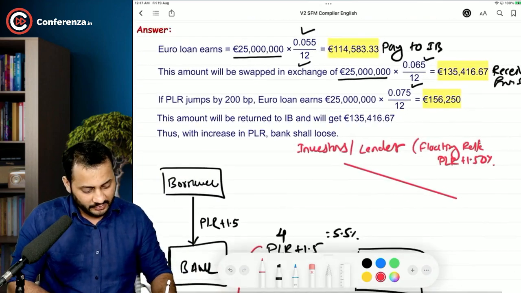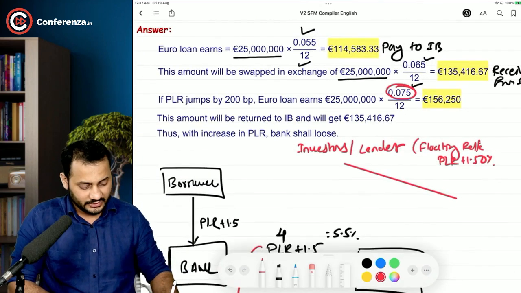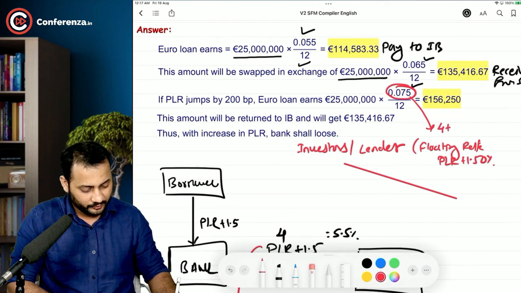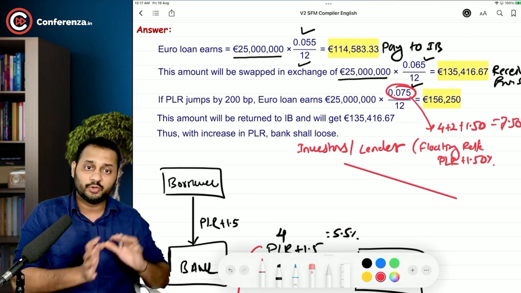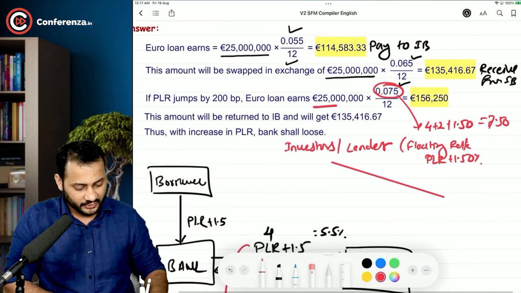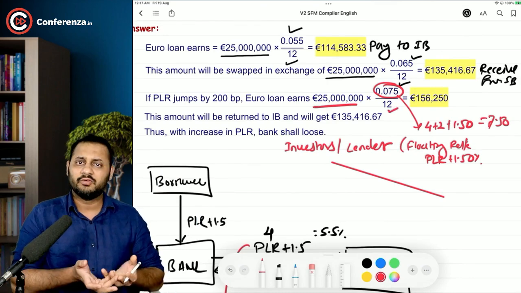So see, 7.5%, can you calculate this? 7.5% is nothing but 4 plus 2, 6%, plus 1.5% fixed. So that is 7.5% you are going to pay. 7.5%, 25 million into 7.5 divided by 12.